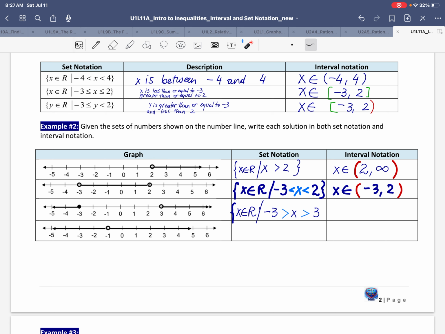Now, one last thing we need to take care of is the fact that we do include this negative 3 in our set. So therefore, we're going to add an equal symbol in here. And then we're going to close the squiggly brackets. And now we'll move on to interval notation.